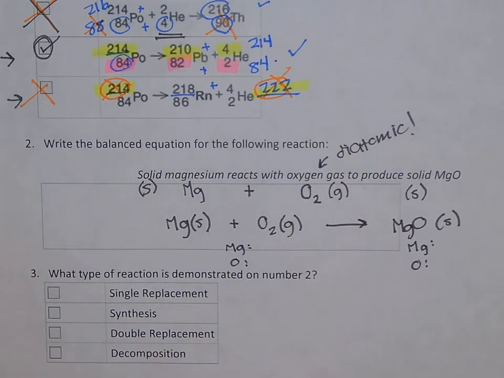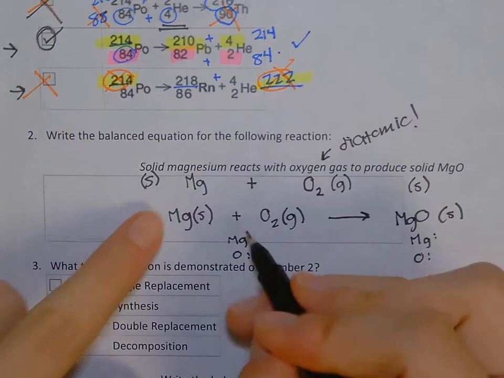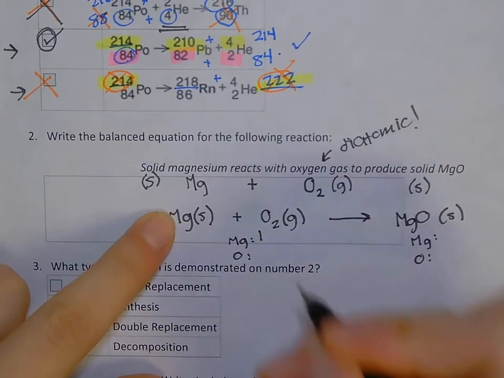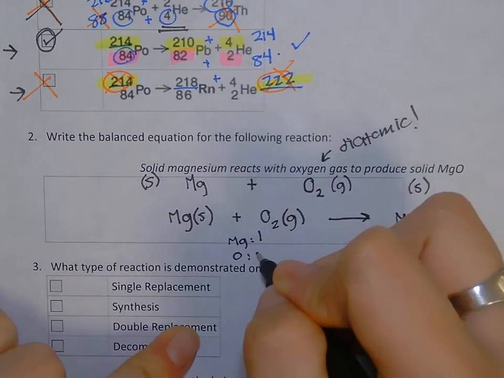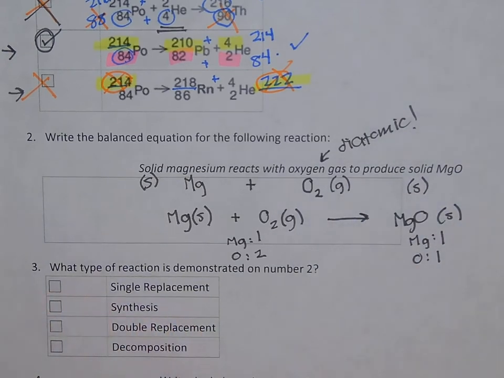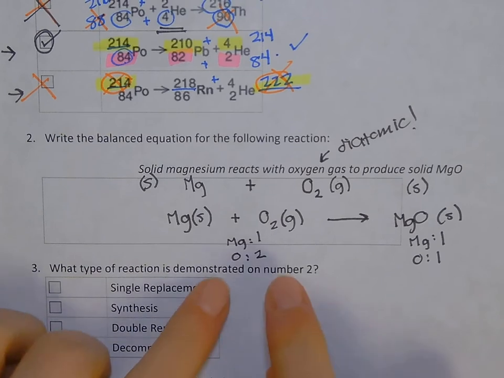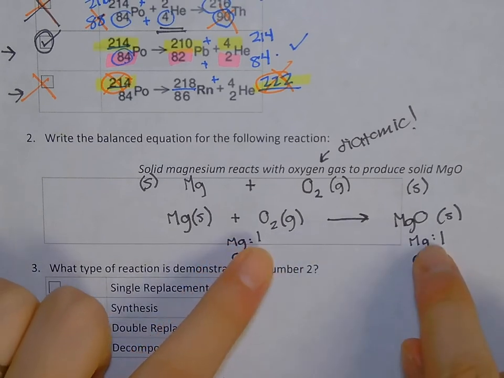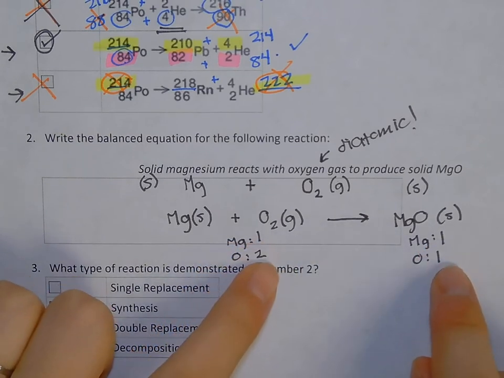So I am going to go in and count how many atoms I have. So I have 1 magnesium atom on this side. I have 2 oxygen atoms. I have 1 magnesium on this side, and I have 1 oxygen atom on the product side. So now I see that magnesiums match up. They both have 1, but oxygens are not equal. So I have to make them equal.